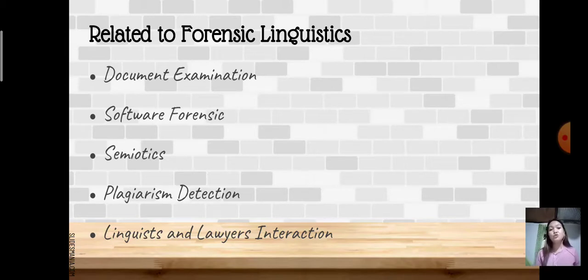In software forensics, we have software or technology which can be used in comparing written evidence. Semiotics is knowing the different parts, for example the morphology and syntax, of the written evidence. Plagiarism detection: I believe we also have software which can detect whether plagiarism is present.